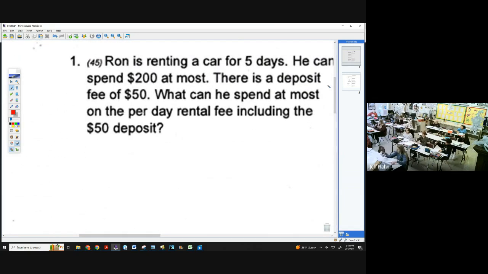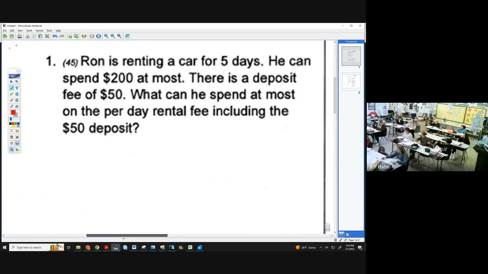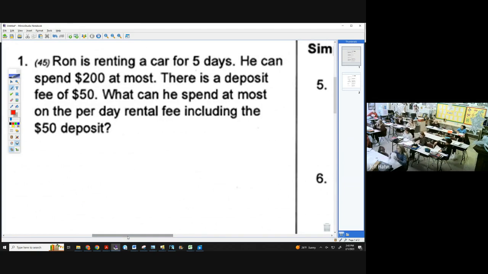Ron is renting a car. What can he spend at the most per day on rental? Now, first of all, if you see the words at most, at least, no more than, what should come into your head? What are those things called? Inequalities. It doesn't tell you what it has to equal, it says at the most.